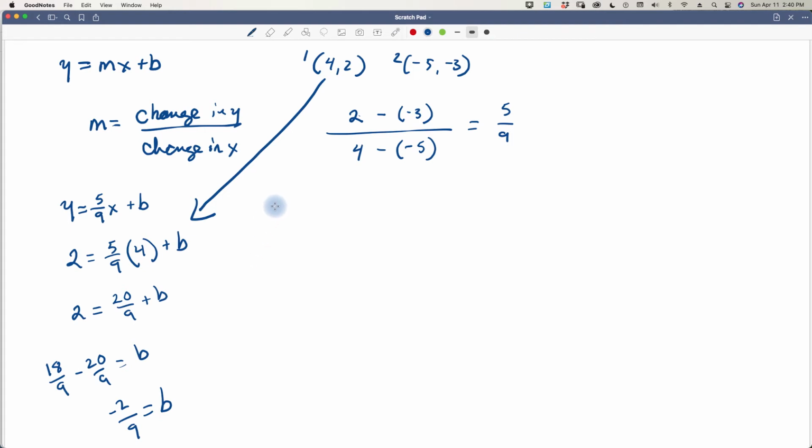So now we can just drop b in. So y equals 5/9x minus 2/9.